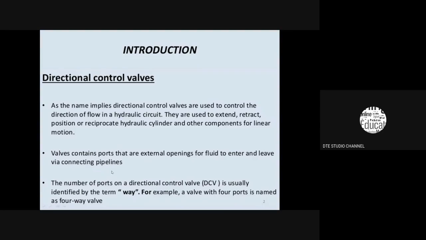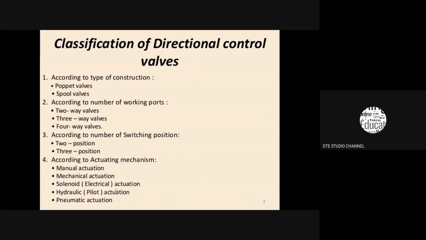Ports are connected. The number of ports on a DC valve is usually identified by the term way. Number of ports means number of ways. For example, a valve with 4 ports is named as 4-way DC valve. Classification based on construction: according to the type of construction, they are classified as poppet valve and spool valve. In the case of a poppet valve, the poppet may open or close the pressure port. It has only two directions.